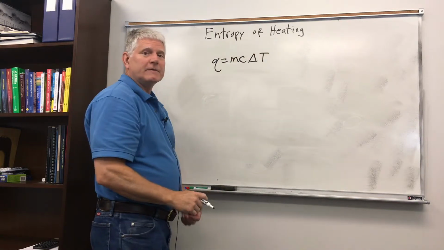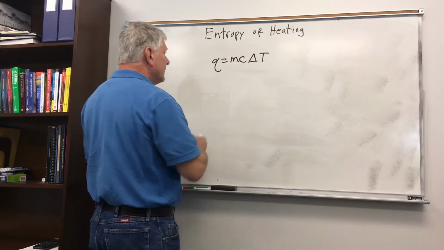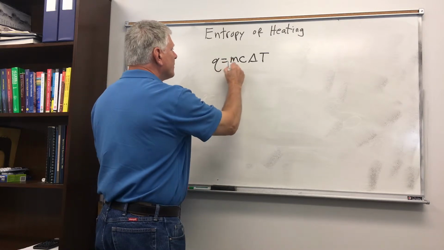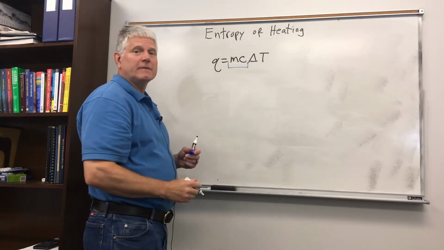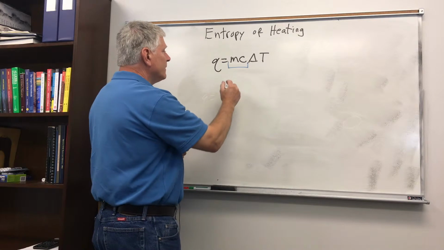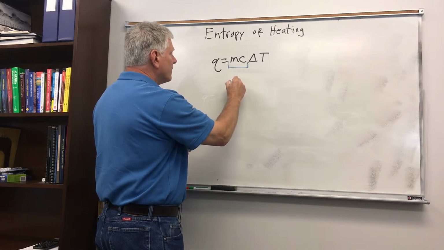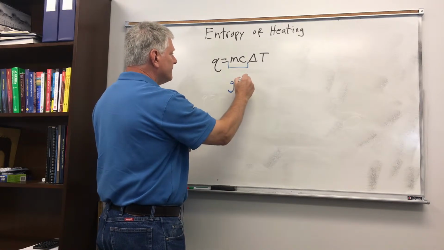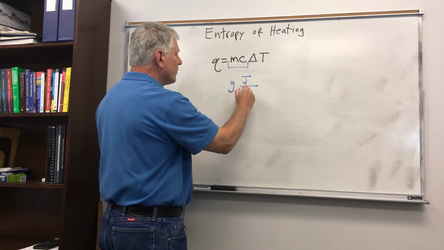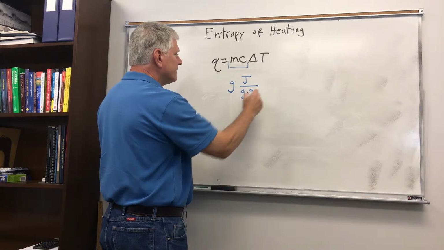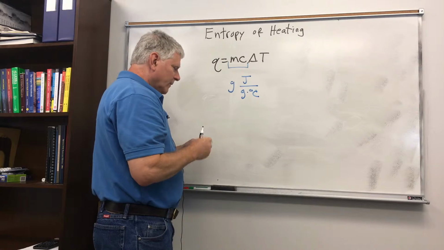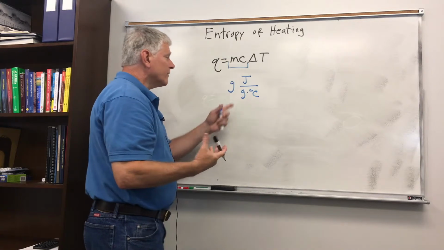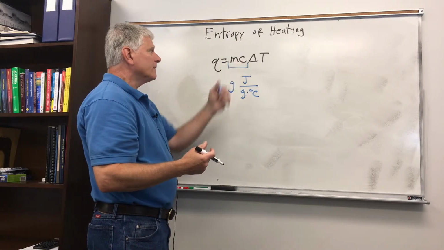Q is equal to mc delta T, and you remember this product, mass times specific heat. So this is grams for the mass. The specific heat is joules per gram degrees centigrade. So we can have also different units for the constant C.